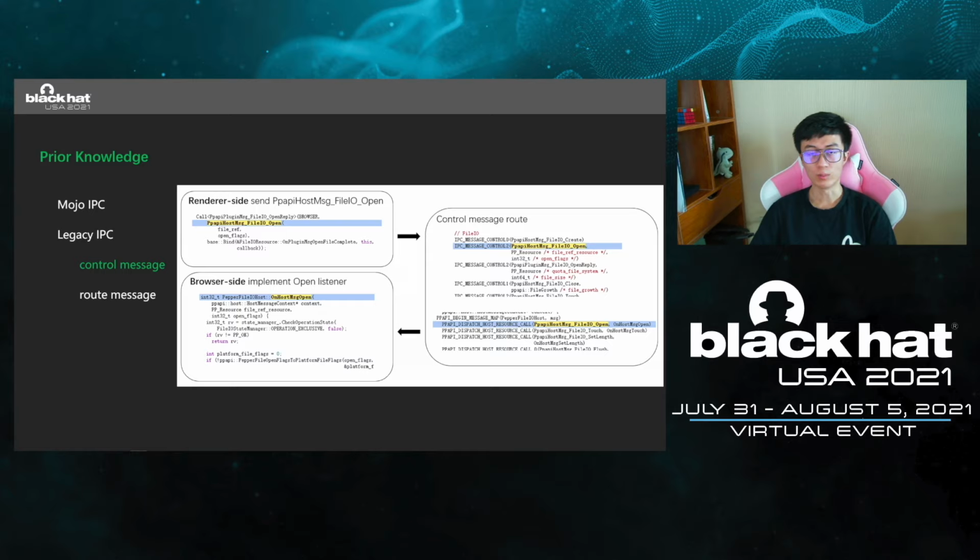First, some prior knowledge. Unlike Mojo IPC, which security researchers have been paying attention to in recent years, the vulnerability we discovered exists in legacy IPC. In legacy IPC, each render process has a single IPC channel implementation between itself and the browser process. And this is used to send legacy IPC messages between the processes. There are two fundamental types of legacy IPC messages: control messages defined via the IPC_MESSAGE_CONTROL macro, and routed messages defined via the IPC_MESSAGE_ROUTED macros.